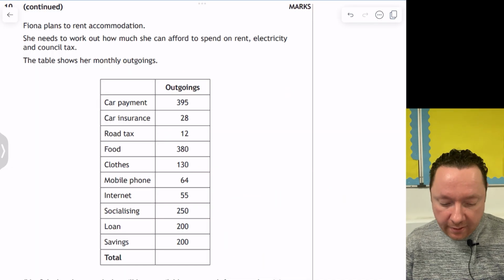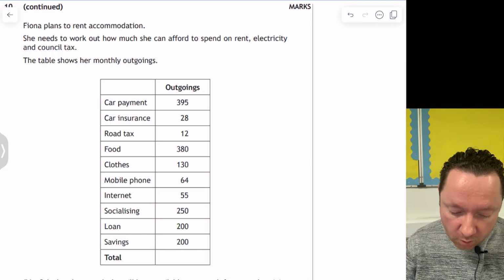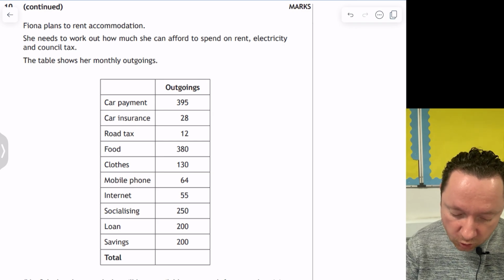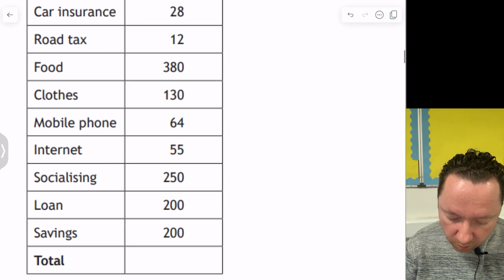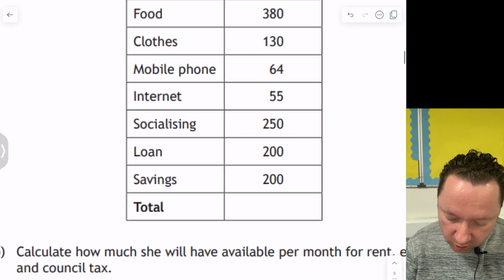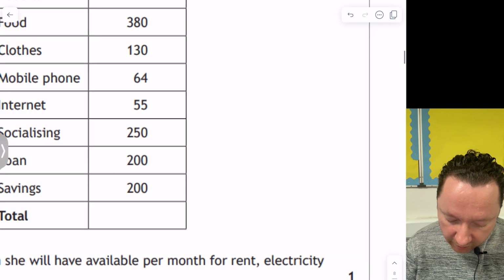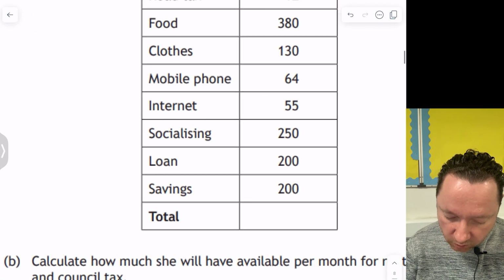Okay, question 10b. Fiona plans to rent accommodation. She needs to work out how much she can afford to spend on rent, electricity and council tax. The table shows her monthly outgoings. So here are the outgoings all here, and there's a total box at the bottom. Calculate how much she will have available per month for rent, electricity and council tax.